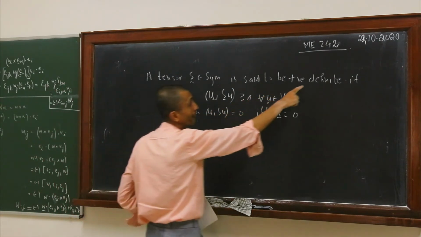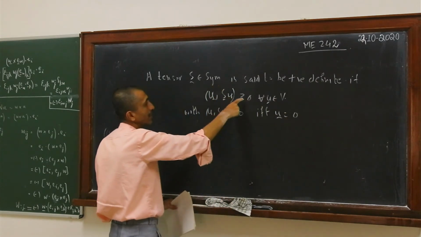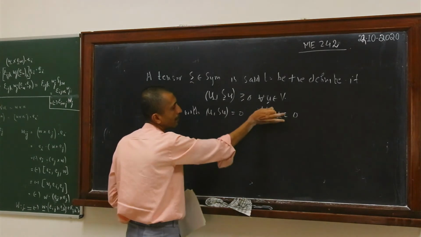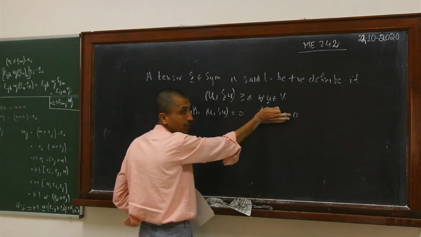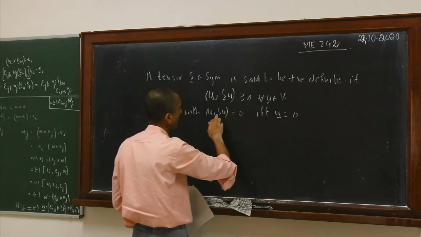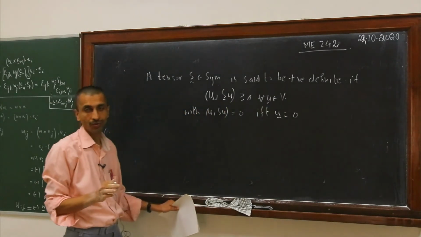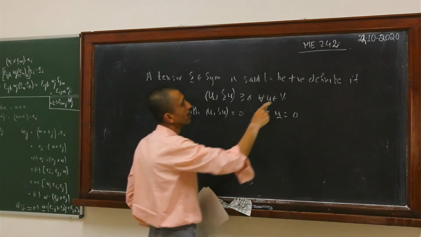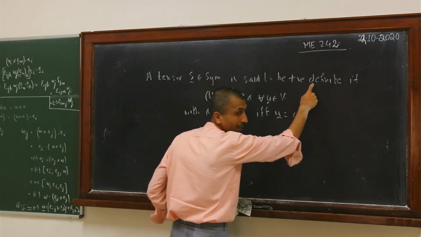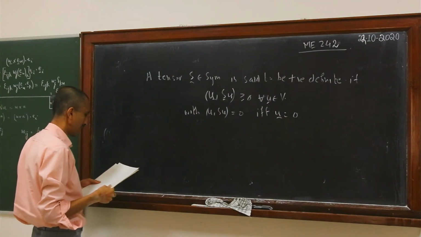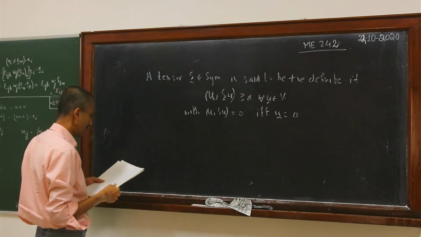Positive semi-definite is if it is greater than or equal to 0, but the equality can hold without U being 0. So you can have ⟨U, SU⟩ equal to 0 for some non-zero U also. In that particular case, you will say that it is positive semi-definite. So this is the definition of a positive definite symmetric tensor.